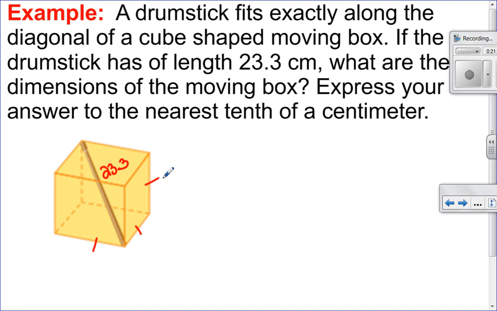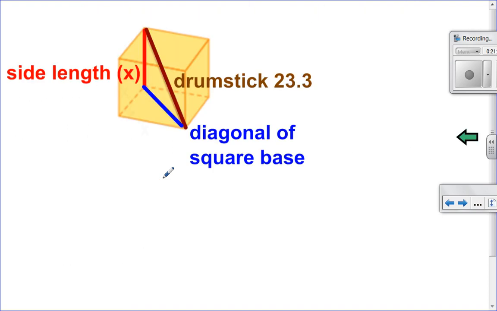Okay, let's examine this a little bit closer. If I look at my package, I have my drumstick that measures 23.3, and this is in a three-dimensional plane. So I have my side length, which is going up. That's the side length of the cube. They're all the same. And then I have the diagonal of my square base. Well, that makes a right triangle. So in a three-dimensional plane, all those measurements are meeting together at a 90-degree angle. The side length and the diagonal of the base are at a 90-degree angle to one another.